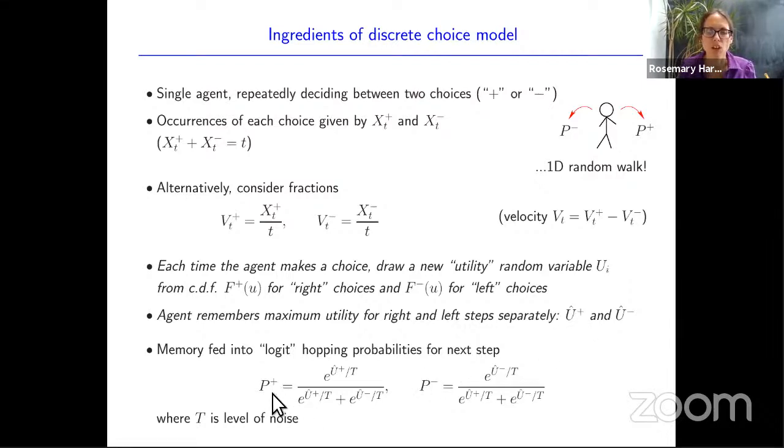So the probabilities for going right and left are now themselves random variables, capital P plus and capital P minus. And I take what economists call a logit form, but perhaps is familiar to us because they look like Boltzmann distributions, where the T that appears here can be thought of as a kind of social temperature or a level of noise.